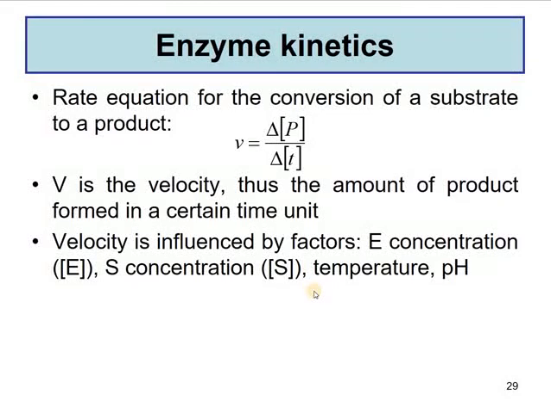And then also in enzyme kinetics, we talk about the rate equation for the conversion of a substrate to a product. So there we have it. The velocity will be the change in product over the change in time. So velocity is the amount of product formed in a certain time unit. And the velocity, obviously the speed, is influenced by factors such as the concentration of the enzyme, the substrate concentration, the temperature, and the pH. So any other chemical reaction that usually takes place depends on these factors.